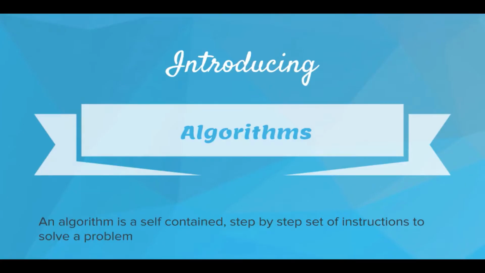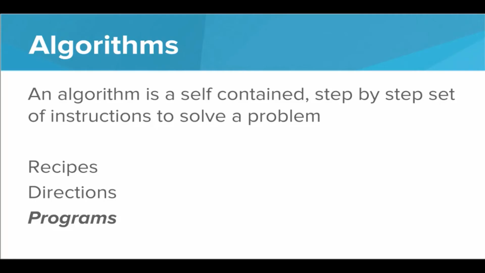Now, what are algorithms? Introducing algorithms. An algorithm is a self-contained, step-by-step set of instructions to solve a problem. And algorithms are a very important part of computer science and a very commonly used idea in programming. So, an algorithm is just a self-contained, step-by-step set of instructions that solve a problem.